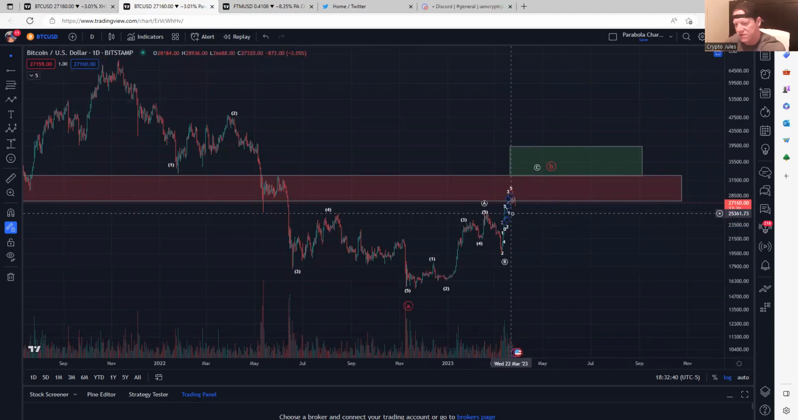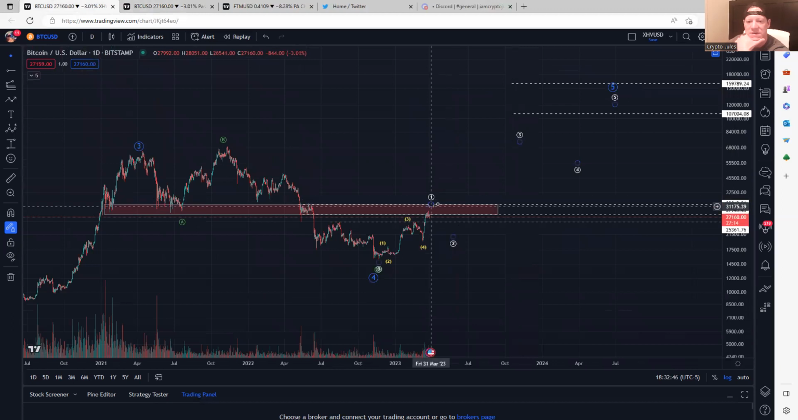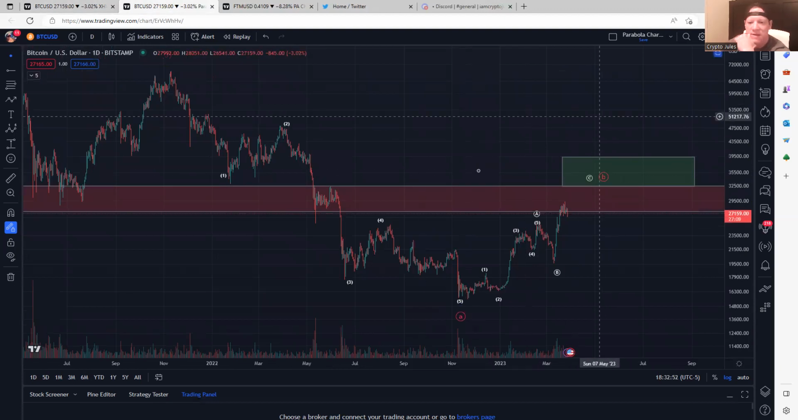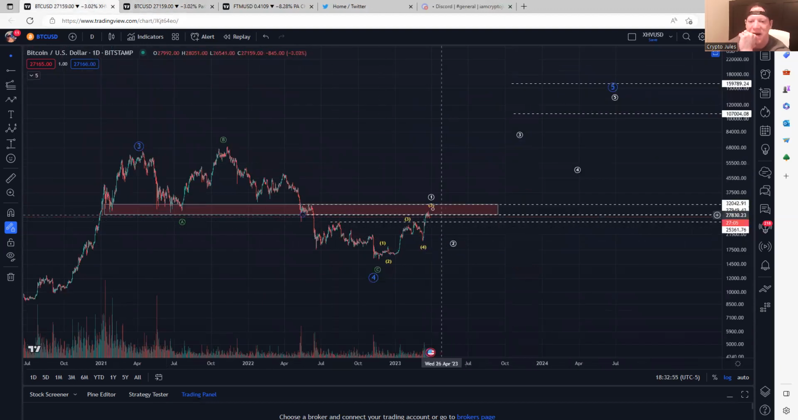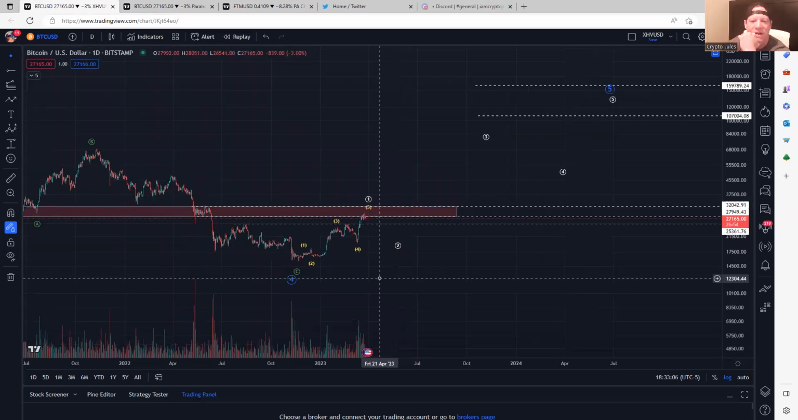So, I mean, even if we do get rejected, sorry, I got to delete those. Even if we do get rejected here on this count, up here at the top of this heavy resistance zone, yeah, that lines up with our B. But it's still a direct impulse up, which I guess is not completely out of the ordinary and could be a B, but we'll have to see how this wave would correct.